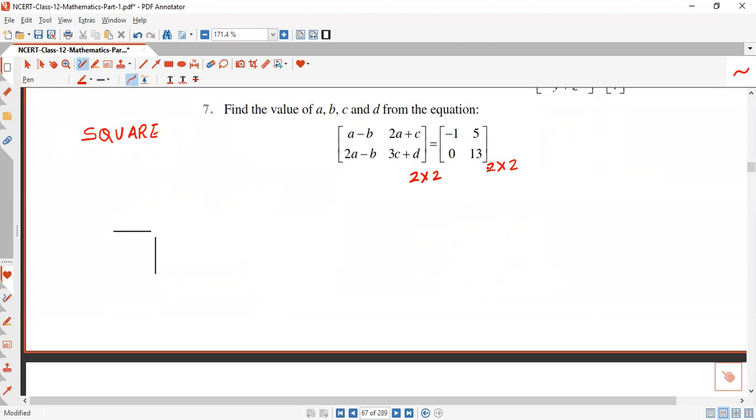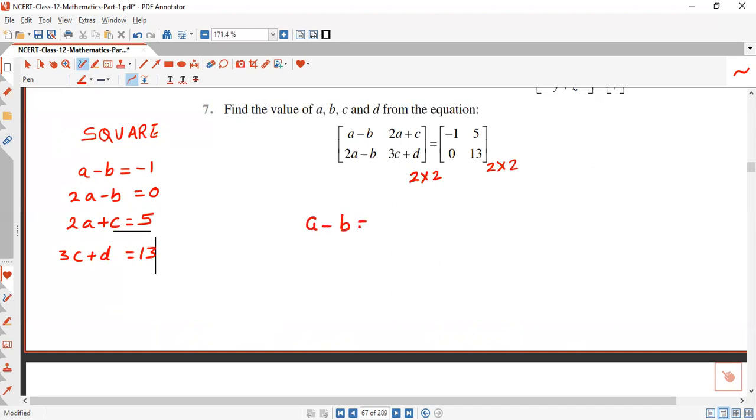Their corresponding elements are also the same. Write down the elements here. A, B, C, D we have to find out. A minus B equals minus 1. 2A minus B equals 0. Now we want to find the value of A and B. And 2A plus C equals 5. And 3C plus D equals 30.